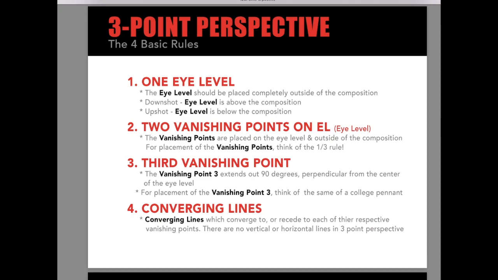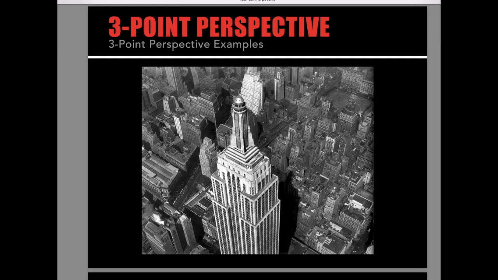Converging lines which converge to or recede to each of their respective vanishing points. And the key difference with 3-point perspective that you'll notice right away is there are no vertical or horizontal lines in 3-point perspective. Everything is a converging line. So it's a bit of an extreme vantage point, right? You would only see 3-point perspective if you're up above something.